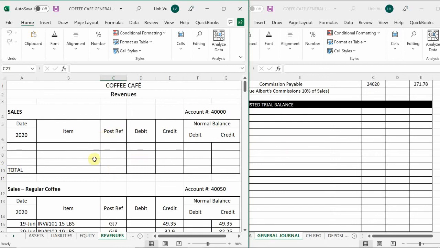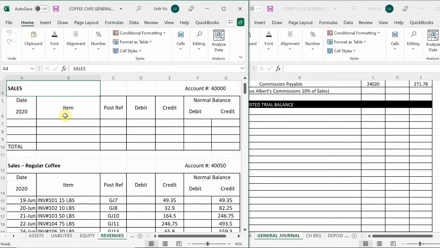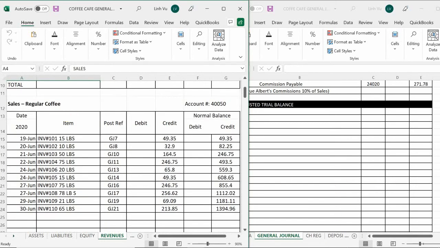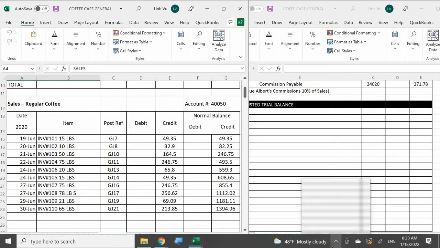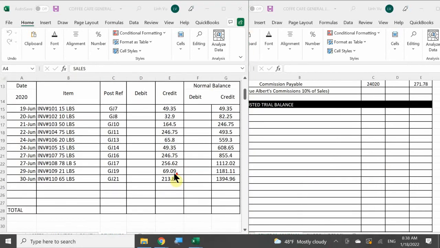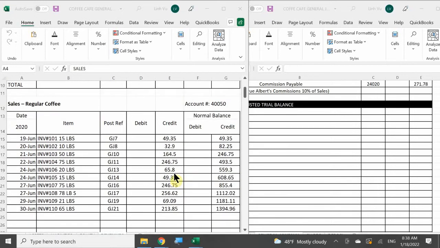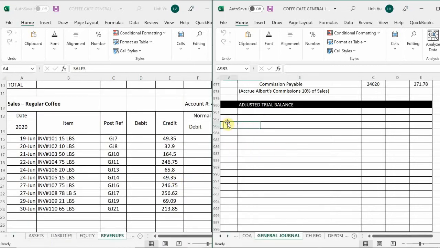You're going to go to your ledger, look at how much you need to do, journalize it, and then go back to the ledger and zero it out. We're going to do it simultaneously so we're all on the same page. Starting with the first one, our main account for sales doesn't have anything in it. Our first account is sales for regular coffee. Since there's a credit balance, we need to debit this in order for it to reflect as zero.